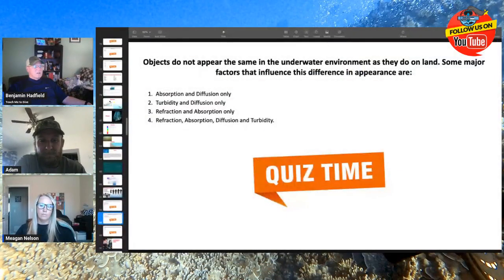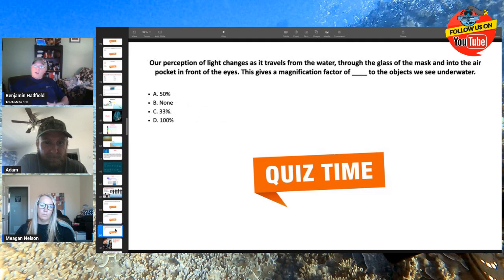Megan, objects do not appear the same in underwater environment as they do on land. Some major factors that influence this difference are? 4. 4 is exactly right. And Adam, I've got one more for you. You get to get double picked on. Our perception of light changes as it travels through the water, through the glass of the mask, and into the air pocket in front of our eyes. This gives the magnification of?